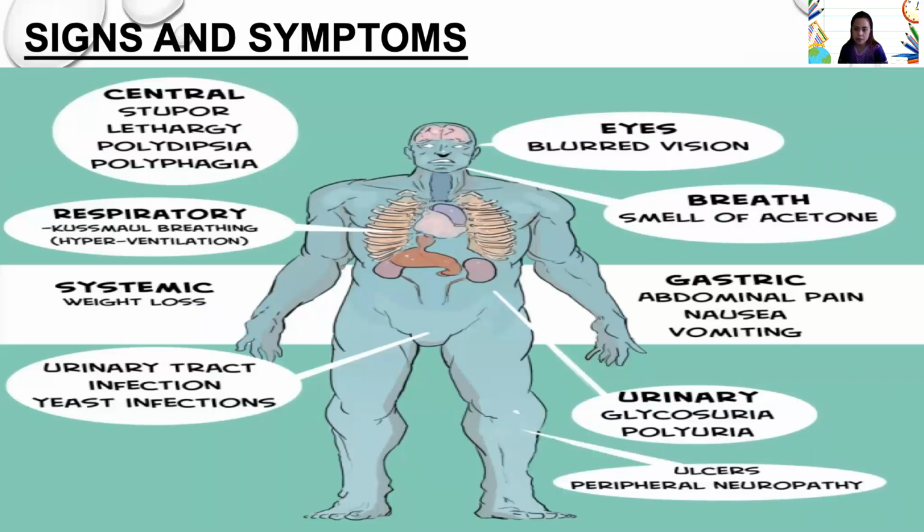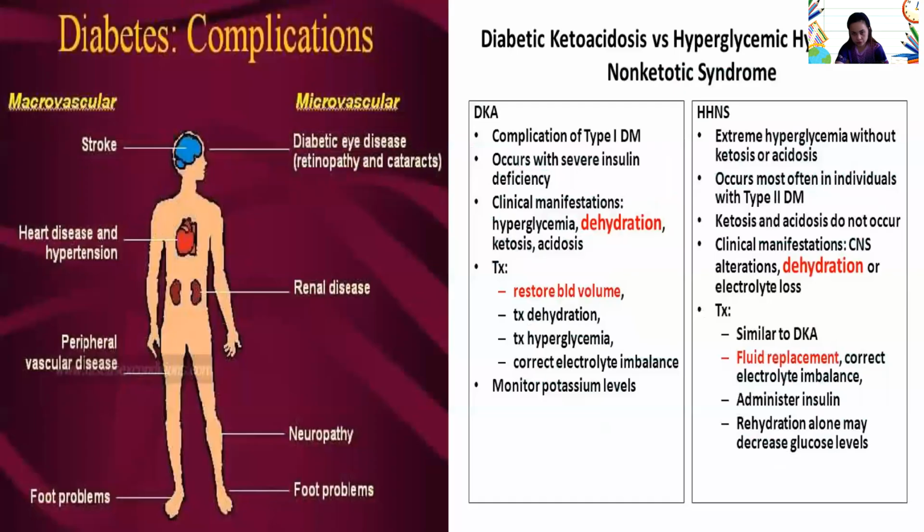We have blurred vision, smell of acetone, abdominal pain, nausea and vomiting, glycosuria, polyuria, peripheral neuropathy, and infections or yeast infections. So, anong mga complication?